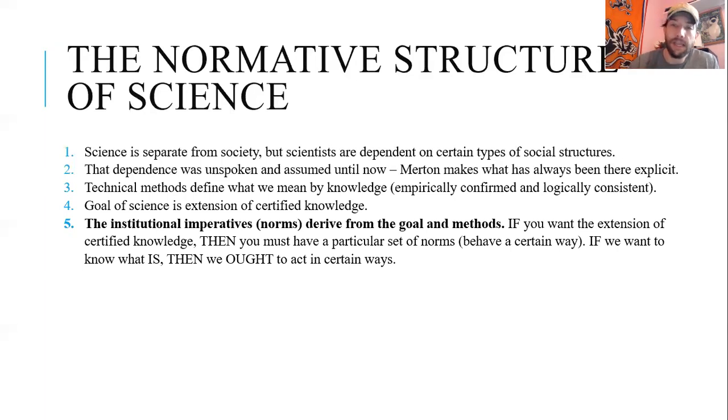In other words, if you want the extension of certified knowledge, that's the goal, then you must have a particular set of norms. You have to behave in a certain way. If we want to know what is, then we ought to act in certain ways. This is what Kant would call a hypothetical imperative. If you want X, then you've got to do Y. In this case, if you want certified knowledge, then you have to have certain values or norms built into your scientific practice. And those are the norms that were under threat in Soviet Russia and Nazi Germany that he wanted to articulate with this essay. And he did it through what we've now called this acronym, KUDOS.